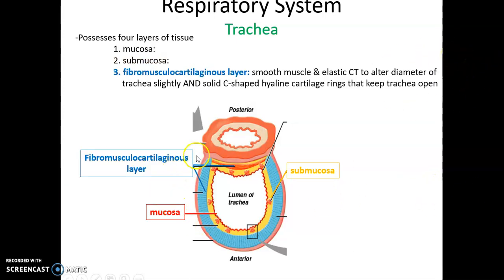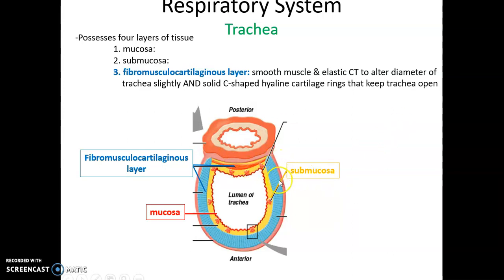Out from that is the fibromusculocartilaginous layer. Whew, that's a mouthful. The fibromusculocartilaginous layer includes the smooth muscle tissue and elastic cartilage that is adjacent to the esophagus, and that is able to alter the diameter of the trachea a little bit.